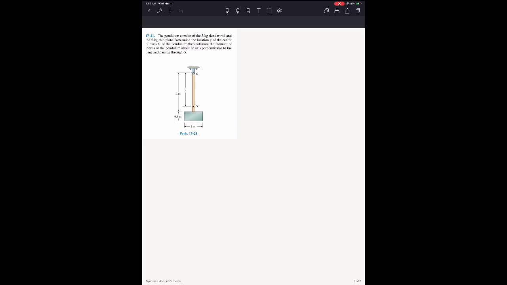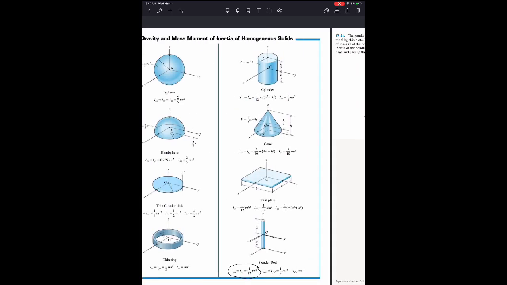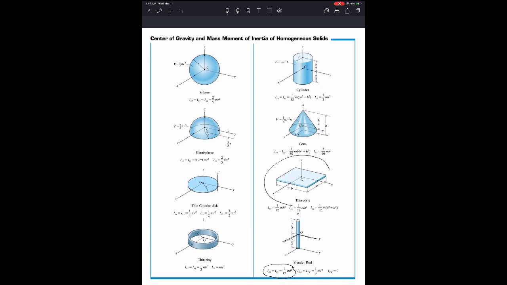Then the thin plate, we want to find the moment of inertia of it. Its moment of inertia about its center of mass is given here. As far as the moment of inertia about an axis perpendicular to the page, that is the z-axis out of the plate. And we can see that Iz is equal to 1/12 m (a squared plus b squared). So we'll be using those formulas in this calculation.